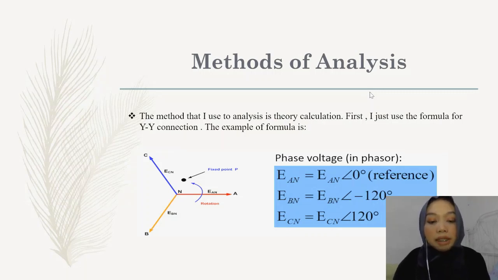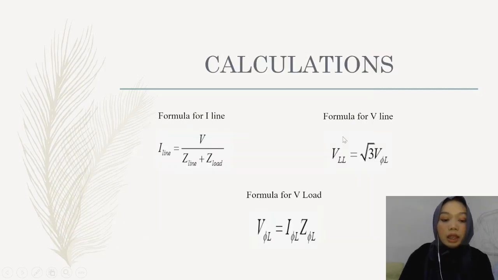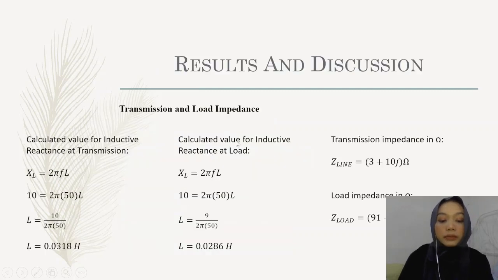For the method of analysis, I analyze using theory calculation. First, I used the formula for Y to Y connection. You can see here the formula I used to calculate phase voltage in phasor. These are all the formulas used for calculating the line current, line to line voltage, and load voltage. Here is the formula for voltage and current phase.